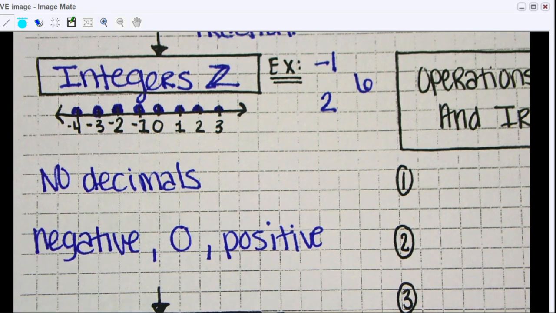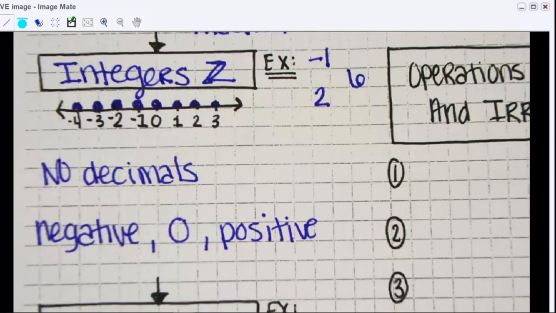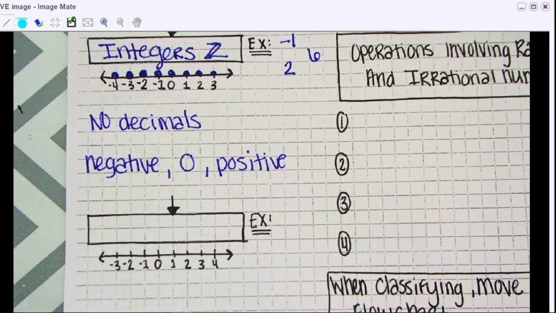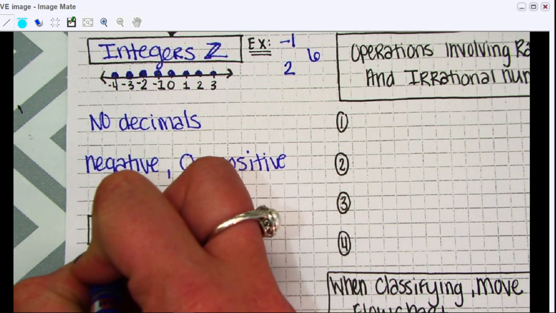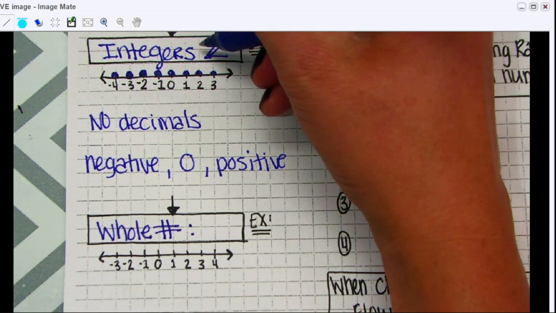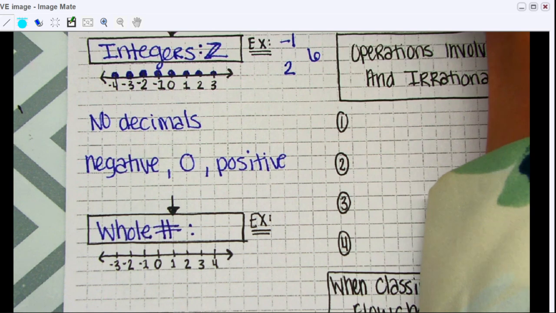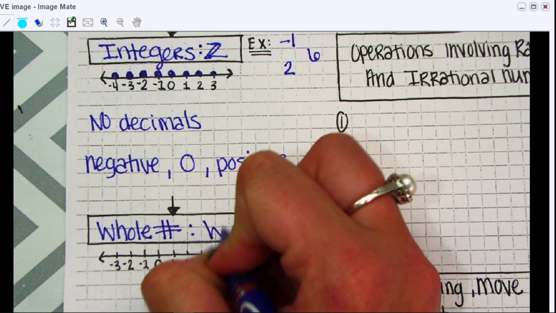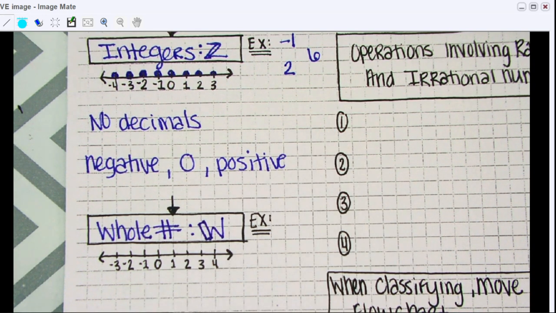What's the subcategory for integer? Whole numbers are next. Zoom out here. So whole numbers go here. What's the symbol for whole numbers? This is one of the only ones that makes sense. It's a W. It's one of the only ones that actually, that and real numbers are the only ones that make sense.